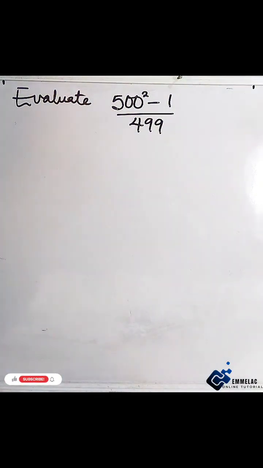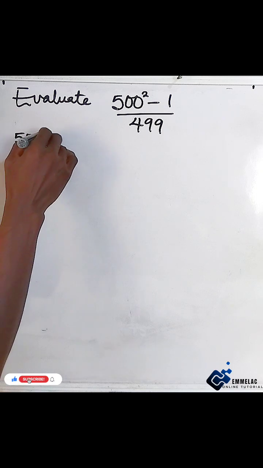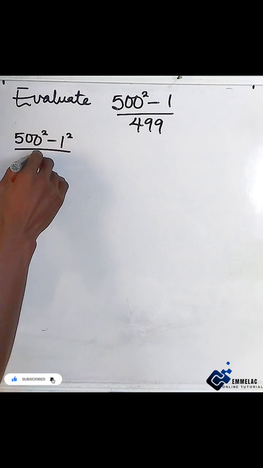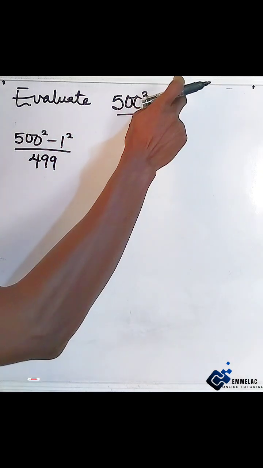Now let us consider this expression. Now this can also be rewritten as 500 raised to the power of 2 minus 1 raised to the power of 2 all over 499. Take note that 1 raised to the power of 2 is the same thing as what?